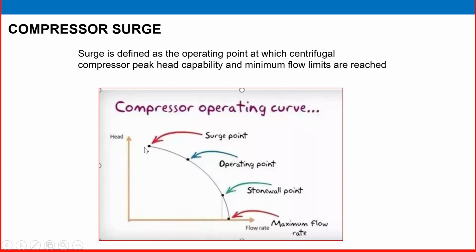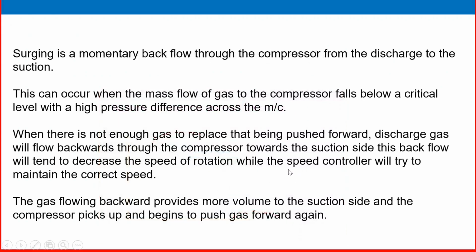Going to the left side, increasing the pressure and reducing the flow rate, is not good for a centrifugal compressor. And if the pressure comes low and the flow rate increases, that is also not good for a compressor. Let us discuss that. Surge is a momentary backflow through the compressor from the discharge to the suction. See, it is very clear.